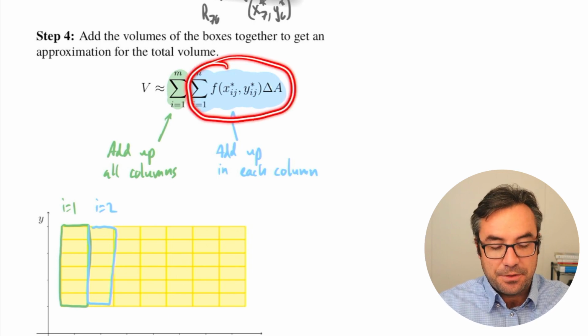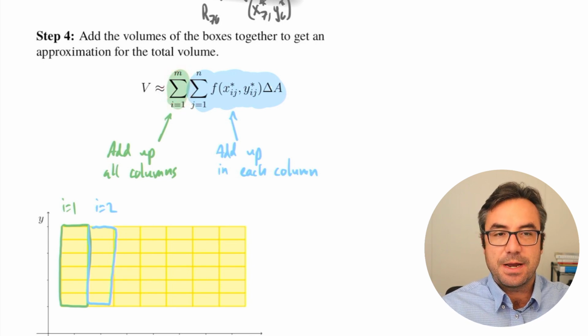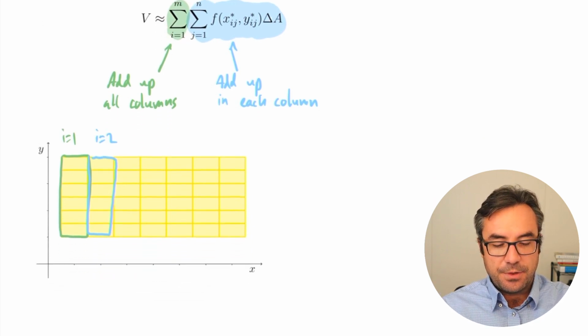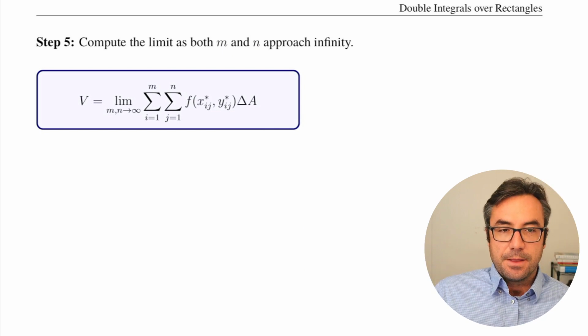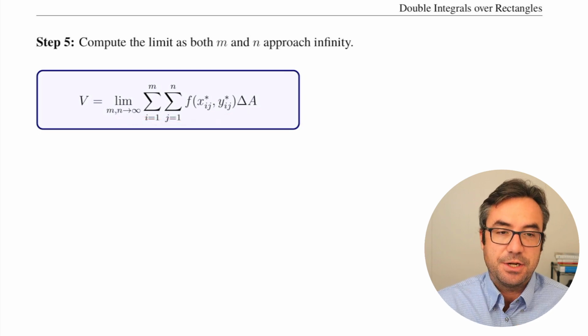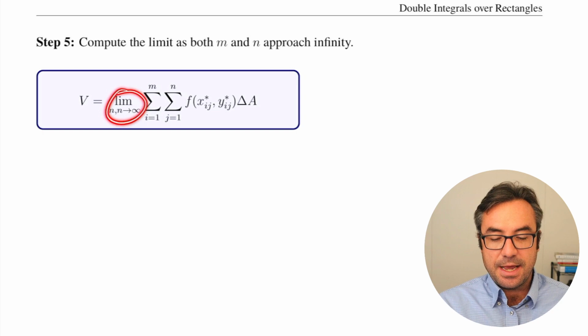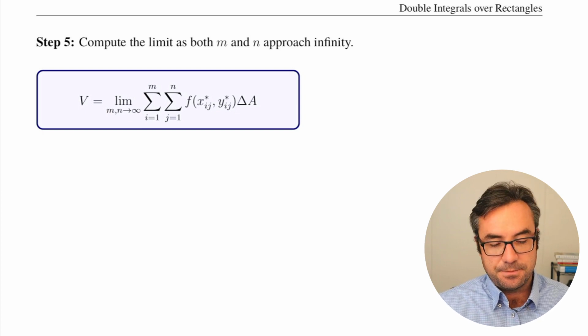We're going to start with the y direction, and then we're going to expand out to the x direction here. And so when we do this, the last step then is to compute the limit as both m and n go to infinity. And that's going to give us the exact value for the volume. And this is the definition. And so what happens as this limit for m and n going to infinity, we're going to use more and more boxes. They're going to get smaller and smaller, so they're going to better approximate the region.